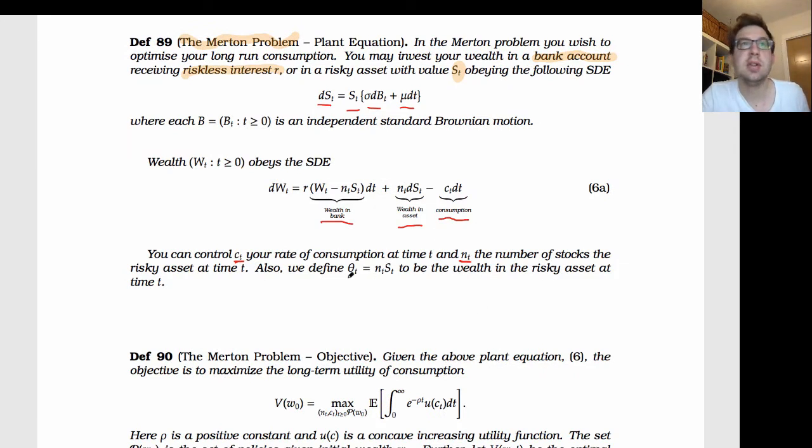We're also going to use in the notes, we're going to let theta equal N of t times S of t, which is the wealth that you have invested in the risky asset at time t. So here I've basically defined a wealth equation. Assuming that S is a geometric Brownian motion like this, then this gives a stochastic differential equation for the evolution of my system.